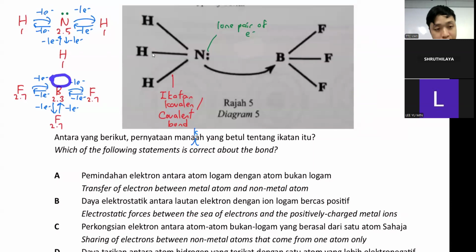But do you think boron has electrons left? Any electron outside? No, right? Because after sharing 3 it becomes 0. So B is the poor guy, and N is the rich guy. So in this case, N will contribute the 2 electrons to share to B. This is called the dative bond.